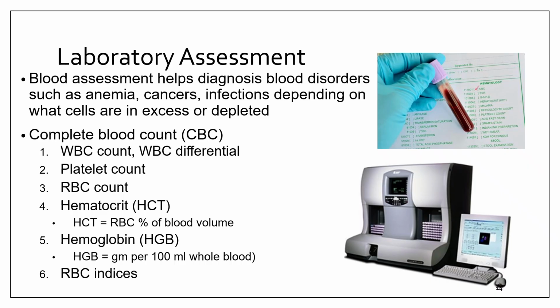This matters because you can have normal red blood cell numbers that don't work well, or fewer red blood cells that are packed with hemoglobin. Hypochromia, polychromasia, and anisocytosis will reflect changes that start here. And then lastly, we have the red blood cell indices.